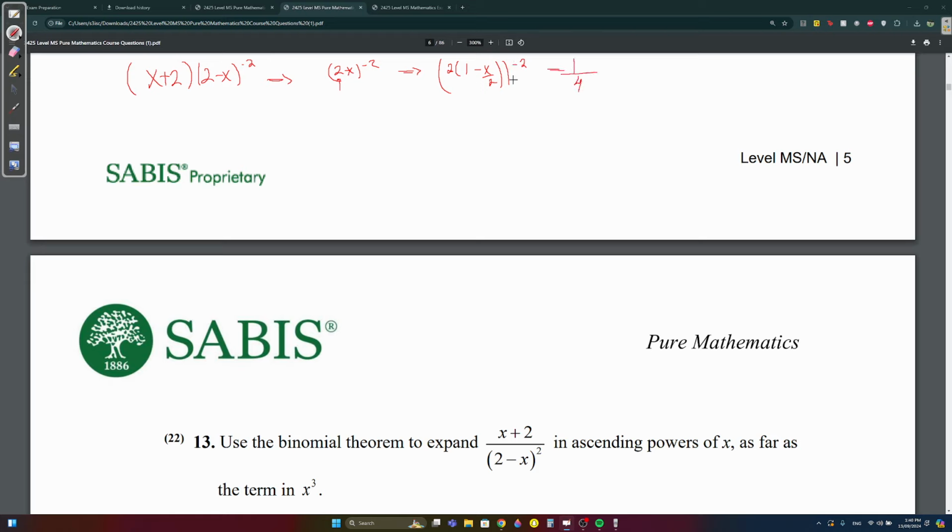For those of you who still don't know why, 2 to the power of negative 2 is the same as 1 over 2 squared. When you have a negative power, you take it down to make it positive. Some people still don't know this.